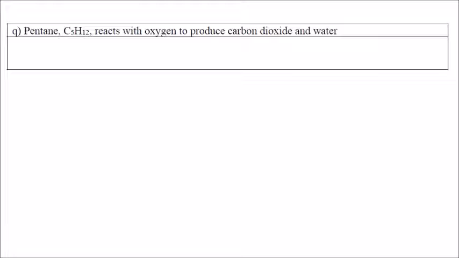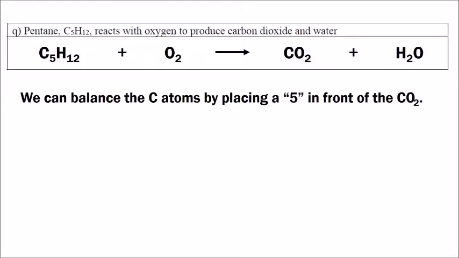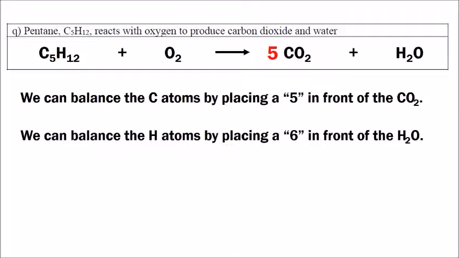The next equation starts with a chemical called pentane, C5H12. It reacts with oxygen to produce carbon dioxide and water. Since we have 5 carbons on the left, let's balance the carbon atoms by placing a 5 in front of the carbon dioxide. We have 12 hydrogens on the left, so let's place a 6 in front of the water.